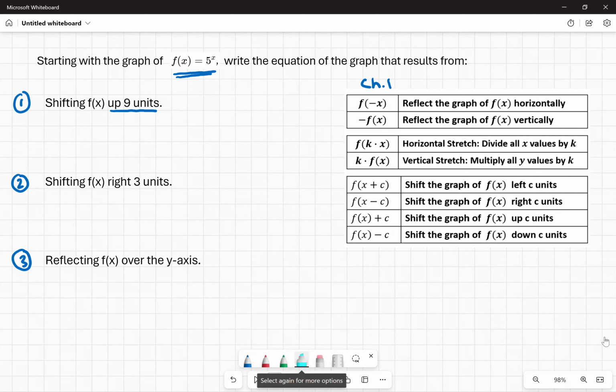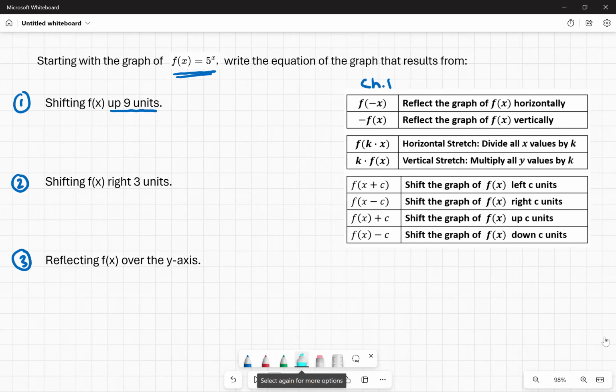Now, it's difficult or impossible to do this problem if you're not familiar with these graph transformation techniques. This is not something that I'm teaching in this chapter. This is a review of a few chapters back, but we're applying that to a new type of function. We didn't have exponential functions back then. We do now.